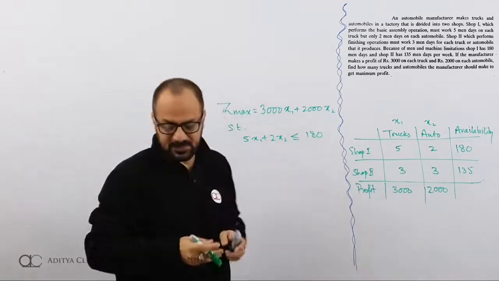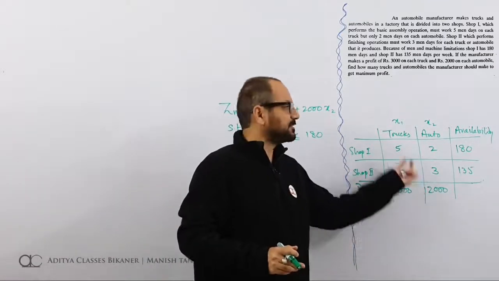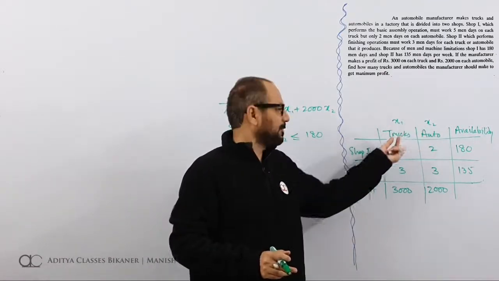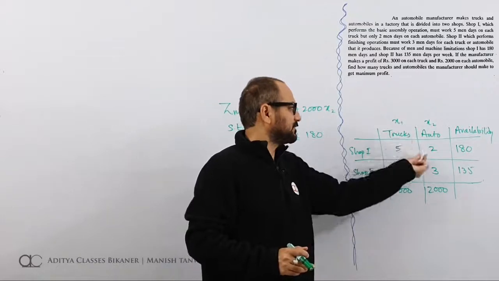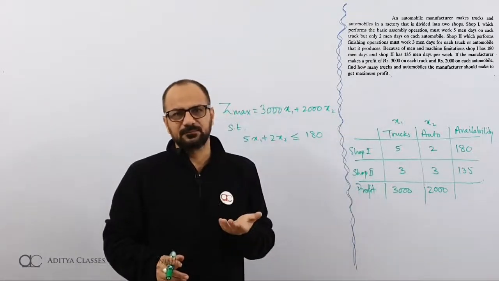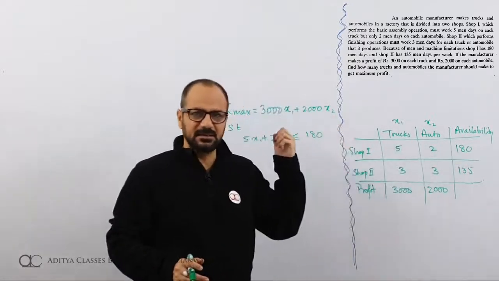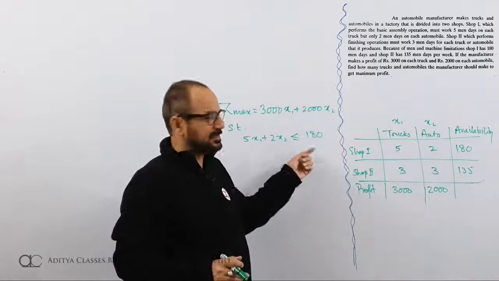This is the concept, this is the idea, that once we have the objective function, once we have the x1 and x2 defined, it is straightforward. 5x1 plus 2x2 should be less than or equal to 180, because these are the availability of hours. You can consume at most 180 hours, otherwise your consumption will be less. It cannot be more.